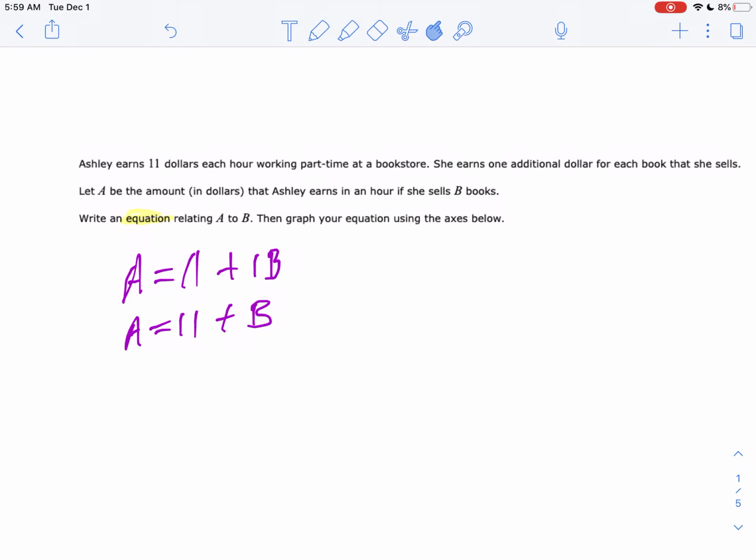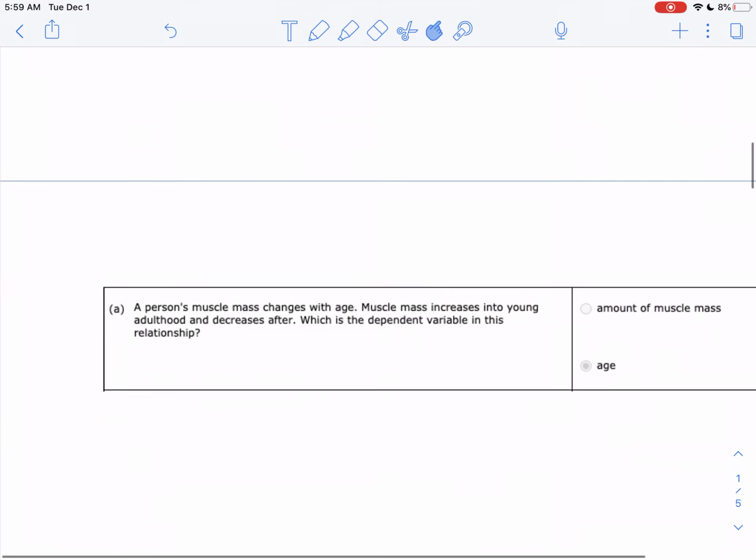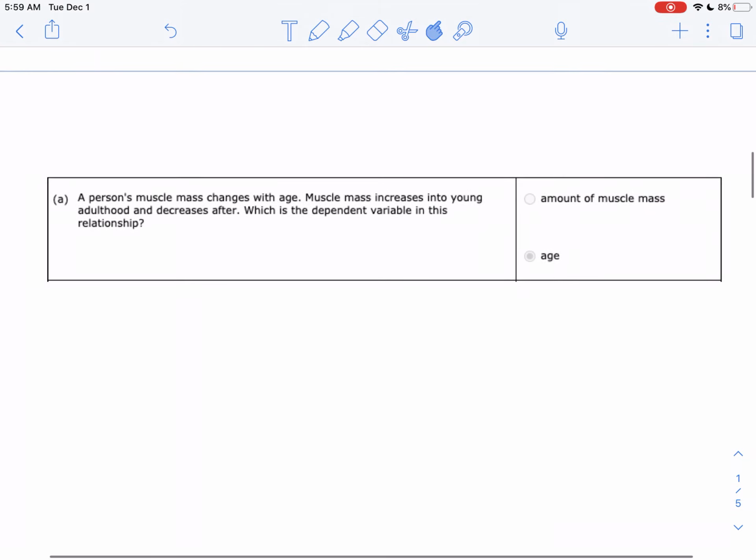Let's take a look at another problem here. It says, well, obviously it's a multiple choice question. So if you got it wrong, we know it's the amount of muscle mass. But let's talk about why that is. Said a person's muscle mass changes with age. Muscle mass increases into young adulthood and then decreases. What is the dependent variable?